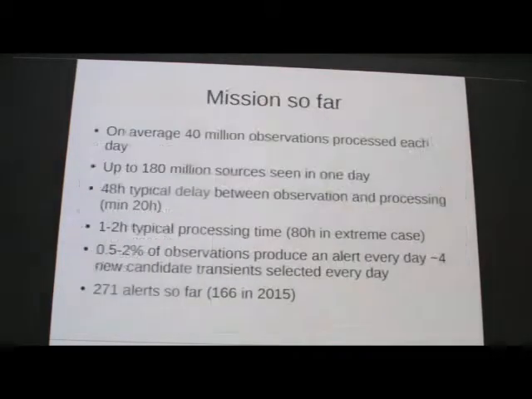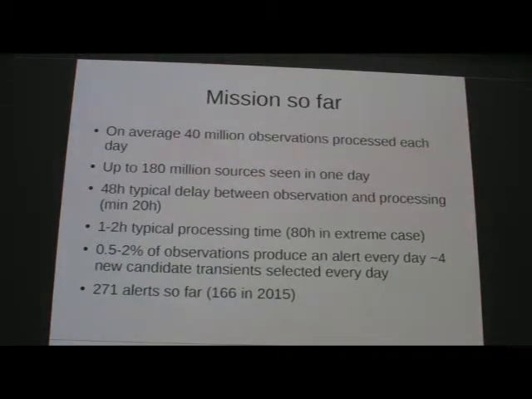So the Gaia Alerts project is being run from Cambridge, and we're taking the data that's sent down to Earth from Gaia. We put it into a big database, and we just ask the question, do we see anything in that database that wasn't on that patch of the sky when we looked at it last? Typically we process 40 million observations per day. I think the most things we've seen has been about 200 million sources.